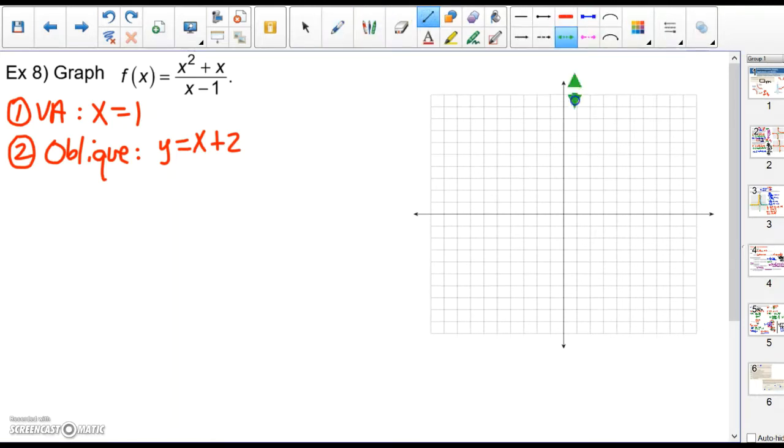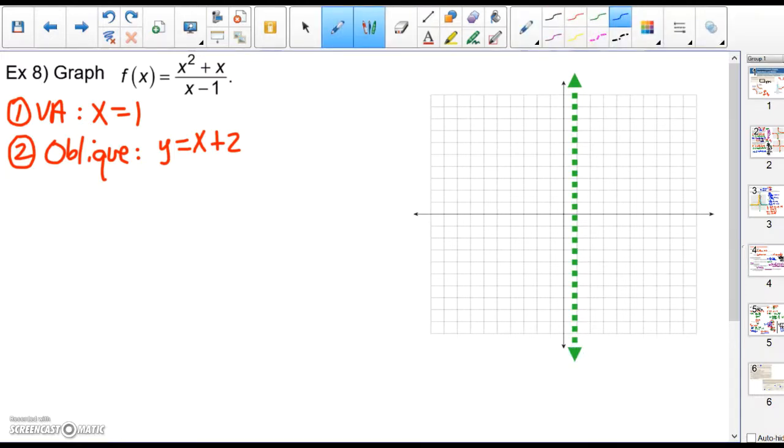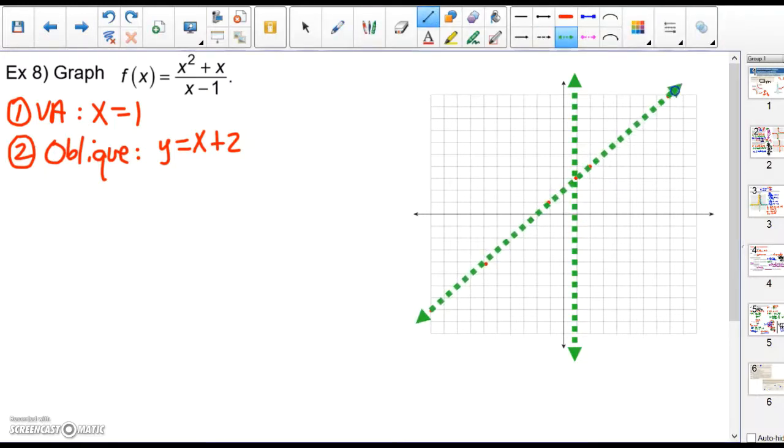We have a vertical asymptote at x equals 1, and we have an oblique asymptote at y equals x plus 2. So remember how to do that. You start at 2, and you go up 1, right 1, up 1, and right 1, up 1, and right 1. And I would recommend you do a lot of points, or try to follow the pattern. If you do it freehand, it's pretty tough to do, so you have to be really, really careful. Y equals x plus 2 looks like that.